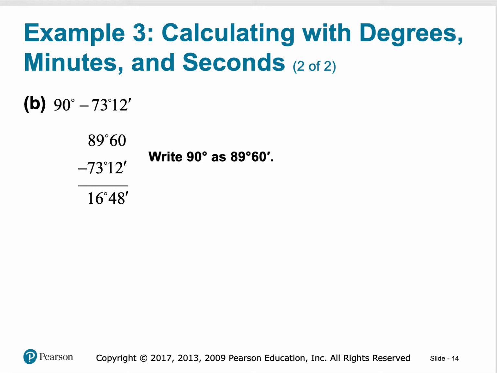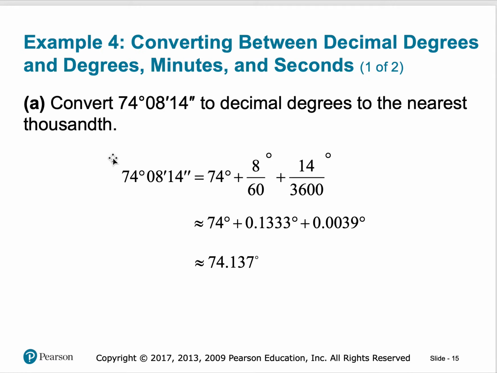If I'm subtracting, it works the same way, but I can't subtract 73 and 12 from 90. So what I'm going to have to do is take that 90 down 1 and think of 90 as 89 degrees and 60 minutes so that I can then do the subtraction.